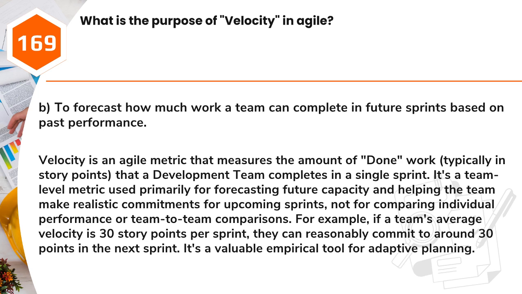Velocity is an Agile metric that measures the amount of done work, typically in story points, that a development team completes in a single sprint. It's a team-level metric used primarily for forecasting future capacity and helping the team make realistic commitments for upcoming sprints, not for comparing individual performance or team-to-team comparisons. For example, if a team's average velocity is 30 story points per sprint, they can reasonably commit to around 30 points in the next sprint. It's a valuable empirical tool for adaptive planning.